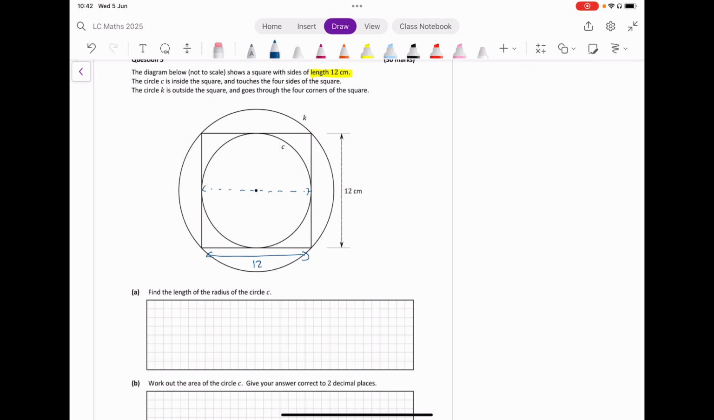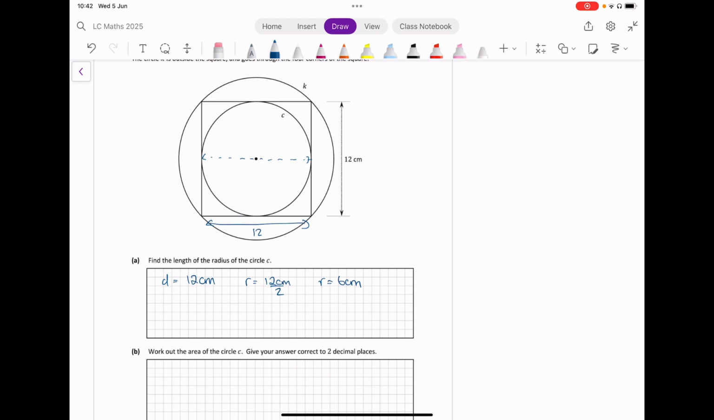So the diameter is 12 centimeters. So the radius is going to be equal to 12 centimeters divided by 2. So the radius is 6 centimeters. So that's the first question done. The next question says work out the area of that circle.